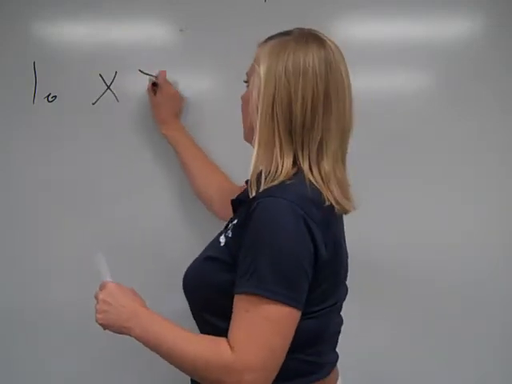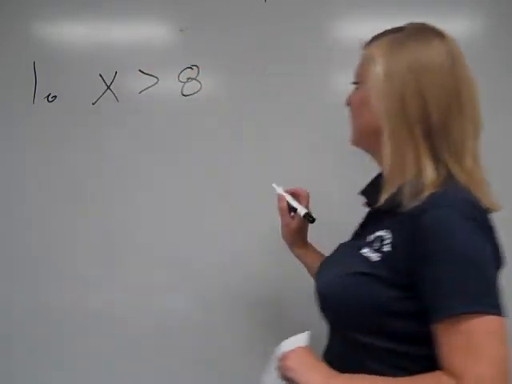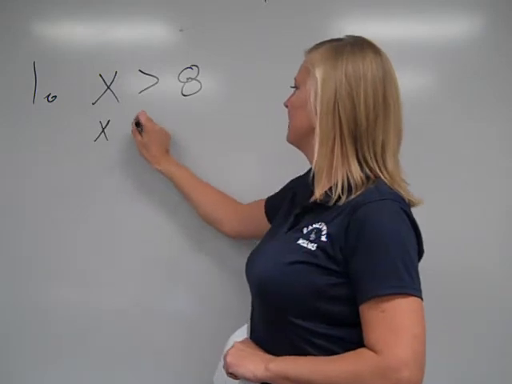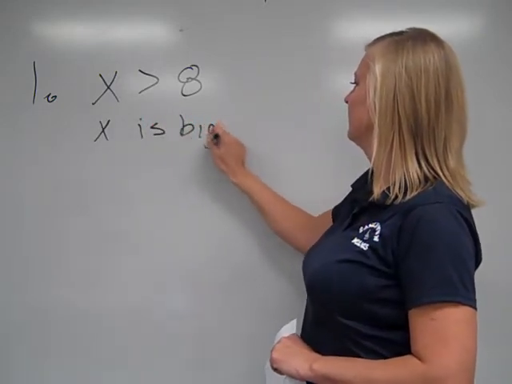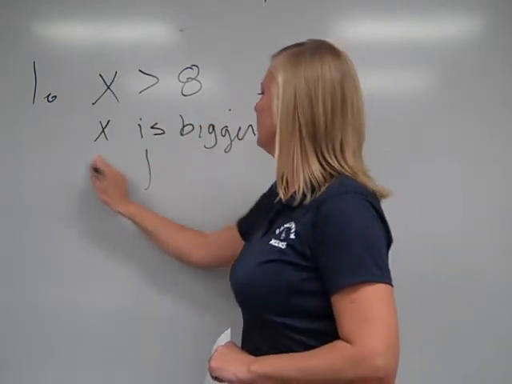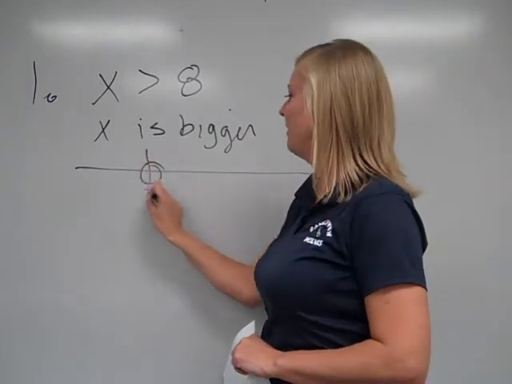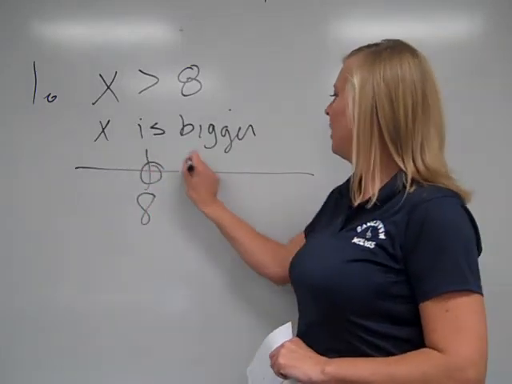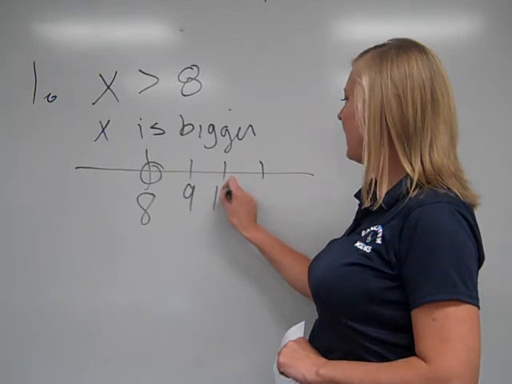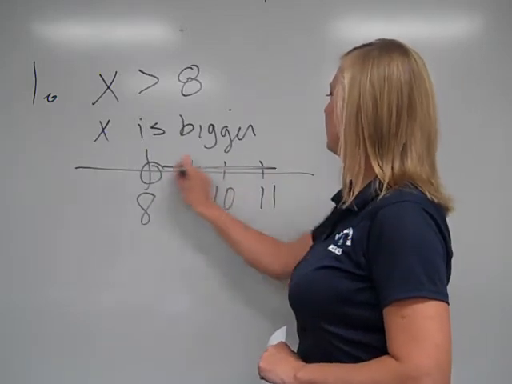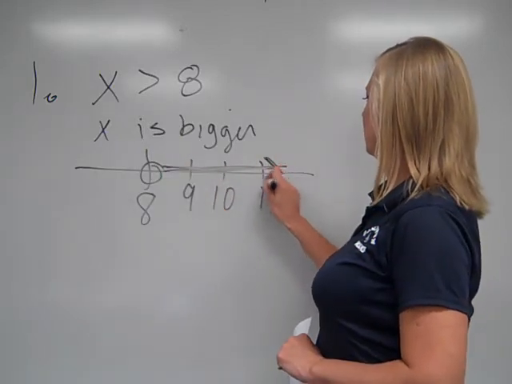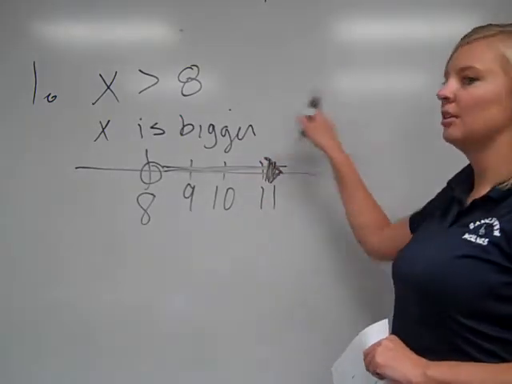First question is x is greater than 8. So this would mean that x is bigger than 8. So on our number line, for number 1, if we have 8 here, we want all the numbers that are bigger, like 9, 10, and 11. So we're going to shade our inequality to the right.